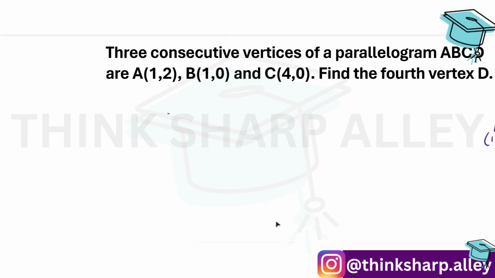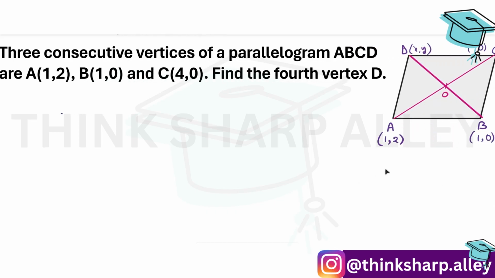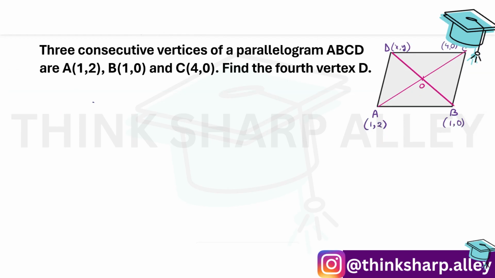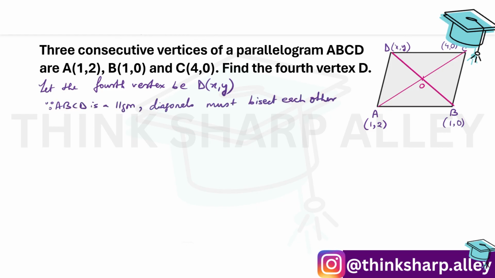Now let us use the same idea to solve another important problem, which is this. Here we know the three consecutive vertices of a parallelogram ABCD and we have to find the fourth vertex D. For that we need the diagram. So we need a parallelogram ABCD whose diagonals AC and BD are drawn. We will consider the fourth vertex as D (x, y). Now since ABCD is a parallelogram, its diagonals must bisect each other, which means the midpoint of AC must be equal to the midpoint of BD or vice versa.